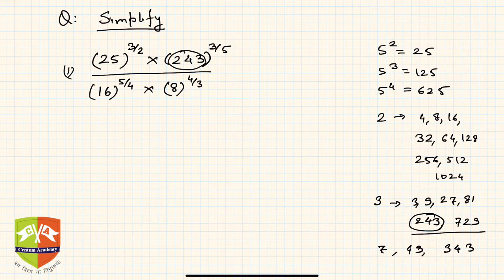Now how to solve? The method is to prime factorize the number and then use the laws of exponents. So what is the method? Do prime factorization of such numbers, find out the prime factors, and then use laws of exponents. Correct? This is how you have to do it. Now let's begin. So 25 can be written as 5 square.